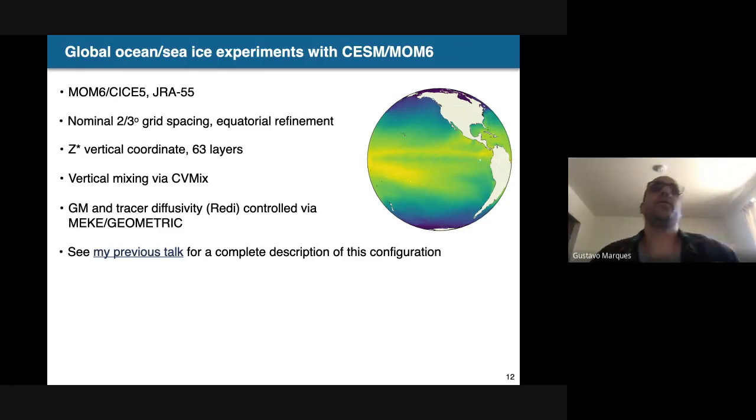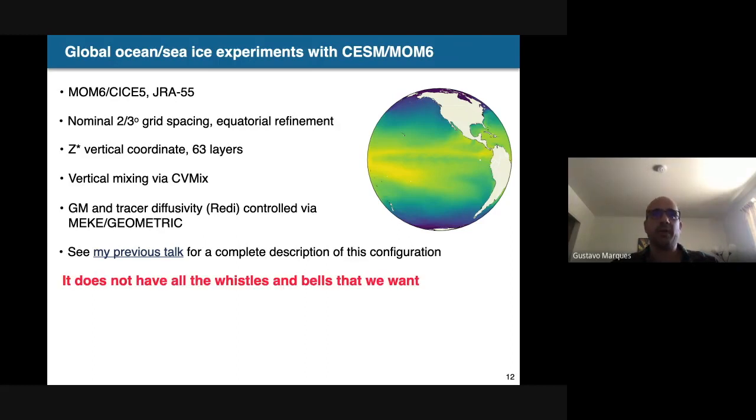I'm using a nominal 2/3 degree grid spacing with equatorial refinement, a Z-star coordinate system with 63 layers. Vertical mixing is via CVMix, GM and Redi are controlled via the geometric scheme. And again, I'm referring to my talk a few months ago for a complete description of this configuration to save time. And I want to emphasize it does not have all the bells and whistles that we want. We're still working on this configuration. It's changing pretty much every week.